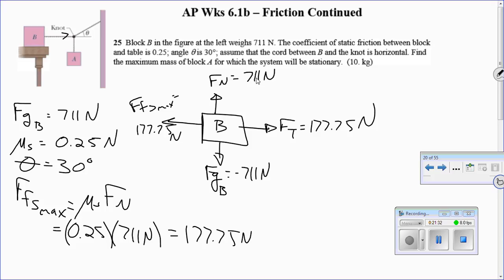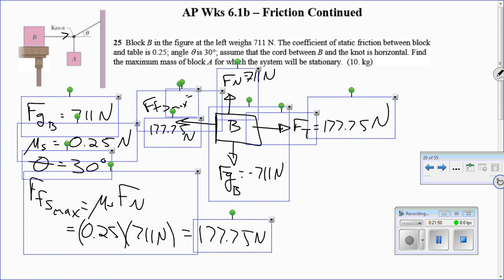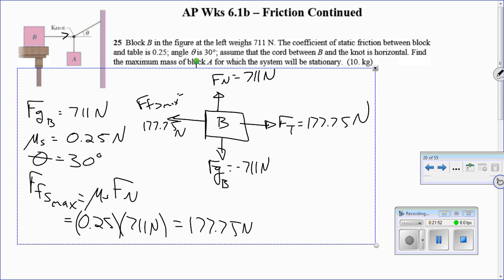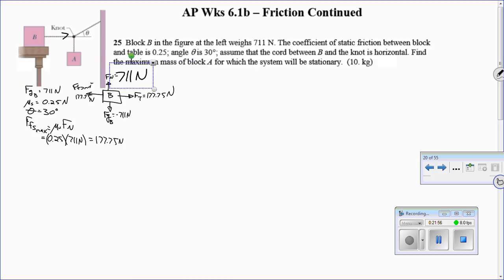I guess the next thing we want to do is probably look at the knot. What should the net force of that knot be? It's got to be 0, right? Otherwise the knot would be moving in one direction or another. So let's take a look at that. Let me clear this up a little bit. All right, so here's the knot.